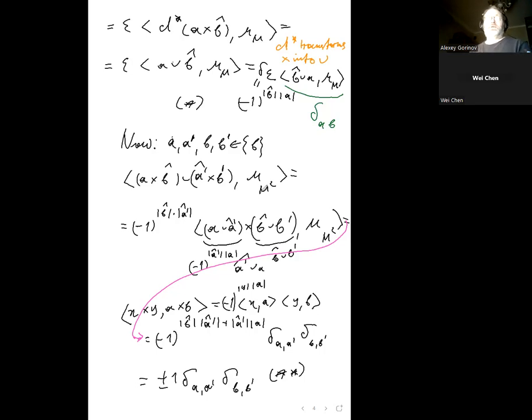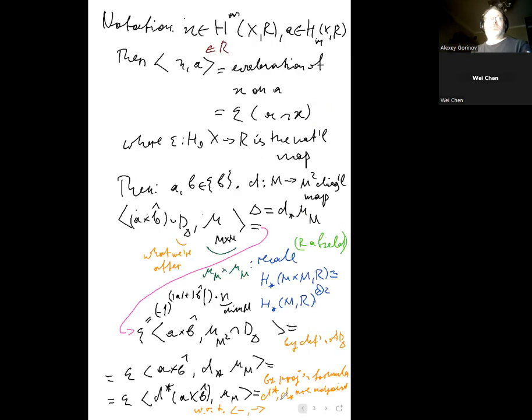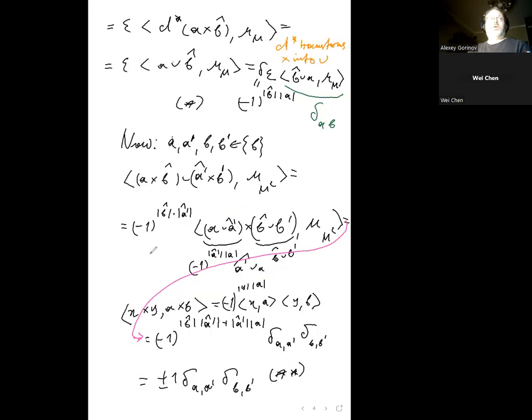So we also use the fact from the previous page, which says that d mu m squared is the same as mu m cross mu m. And then we have a cross of two cohomology classes on the left, and a cross of two homology classes on the right. And then we apply this formula.